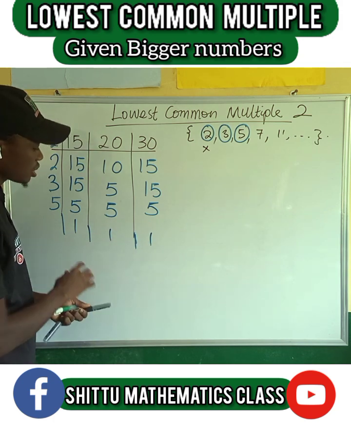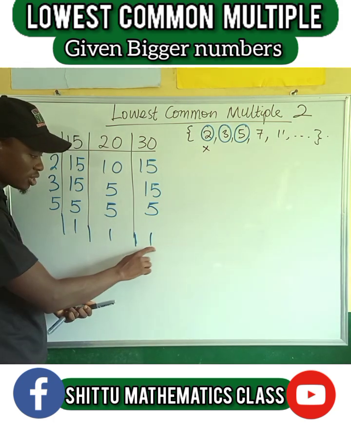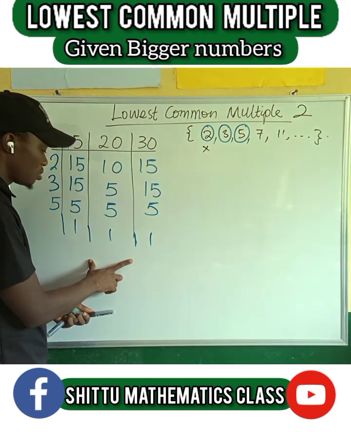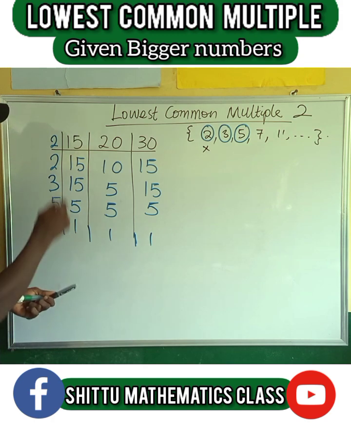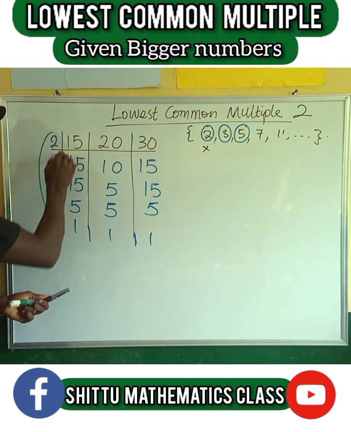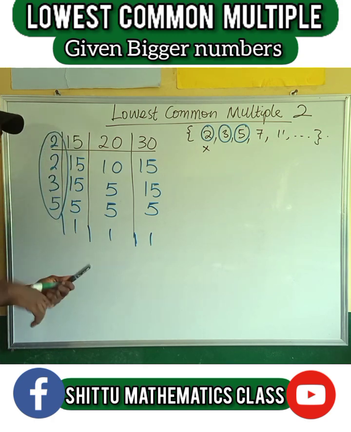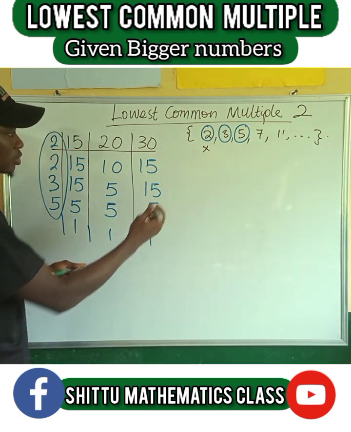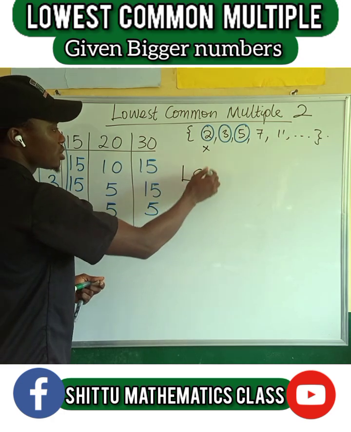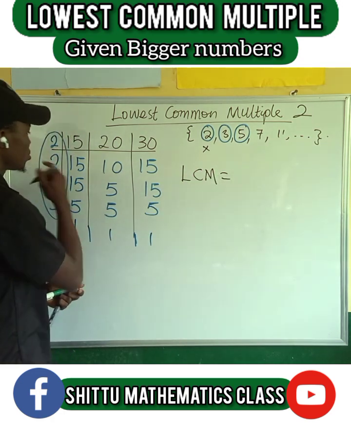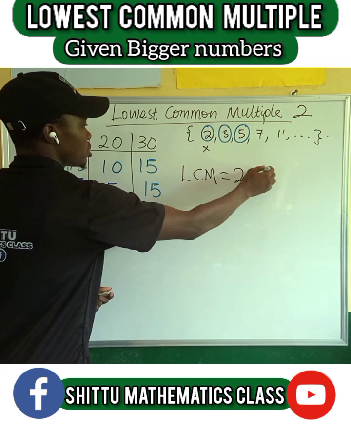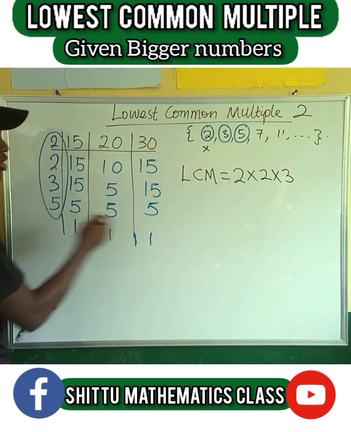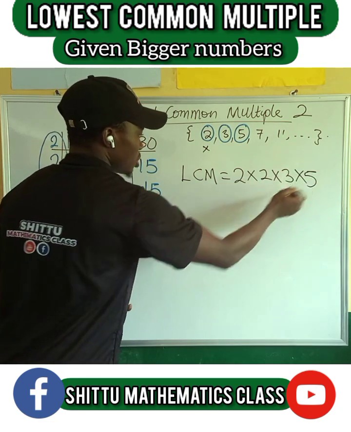You can see that the remnants become 1, 1, 1, all ones, and that is where we stop. Now we pick the divisors we used, and their product is going to give us the LCM. So the LCM is equal to 2 times 2 times 3 times 5.